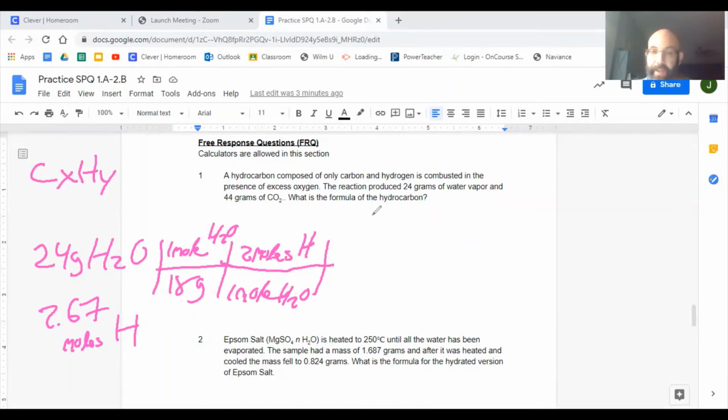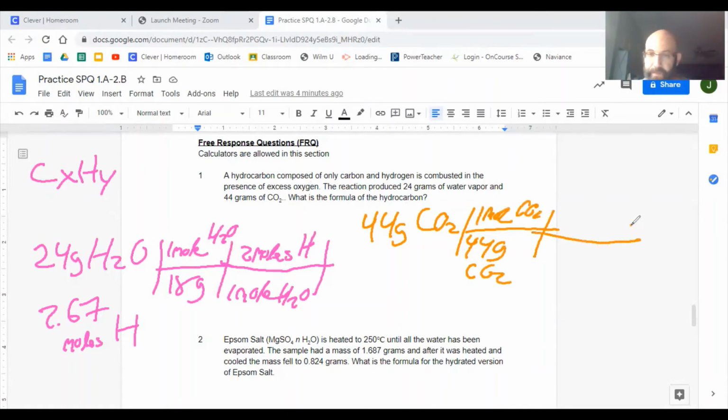So we're going to do the same thing for the carbon dioxide. We have 44 grams of CO2. The molar mass of CO2 is also 44 grams. So for every 44 grams, we get 1 mole. And in CO2, for every 1 mole of CO2, we also get a mole of carbon, right? It's a 1-to-1 ratio, 1 C in 1 CO2. So 44 divided by 44, that gets us 1 mole of carbon. So now we know our moles, we know our X and Y values.